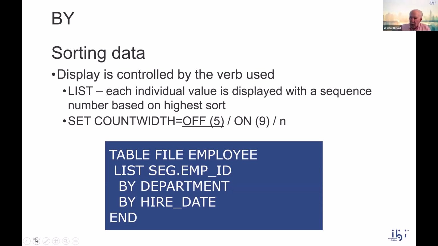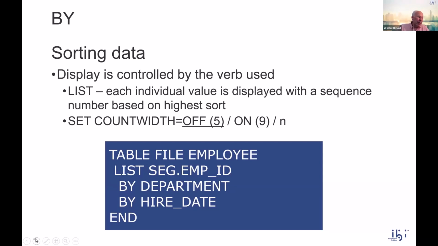By default, it's an I5, an integer 5. So it can only go up to 9,999 instances. If you go above that, you're going to end up with stars, asterisks. This is the normal count width. If you want to move it up to 9 digits, you can using set count width equals on. You can even set count width equal to a specific number, if you know the number that you want.